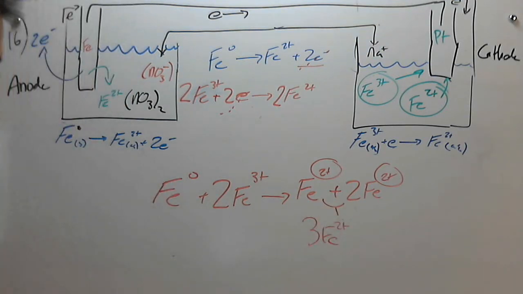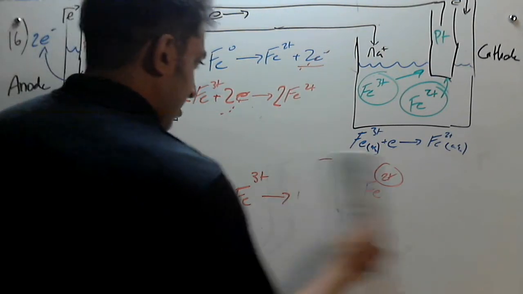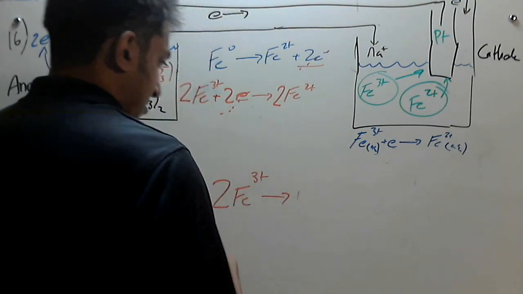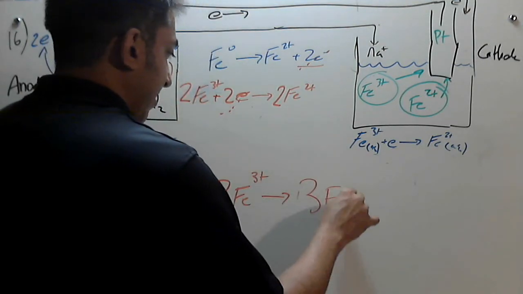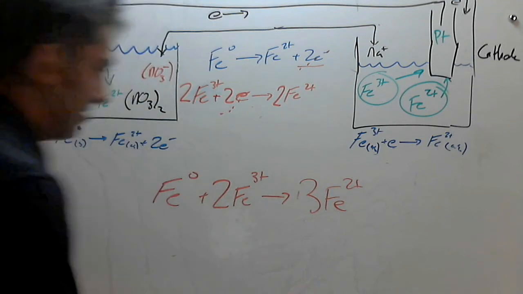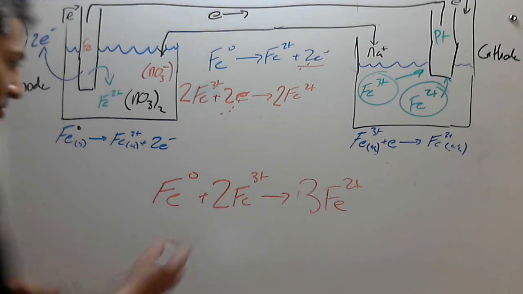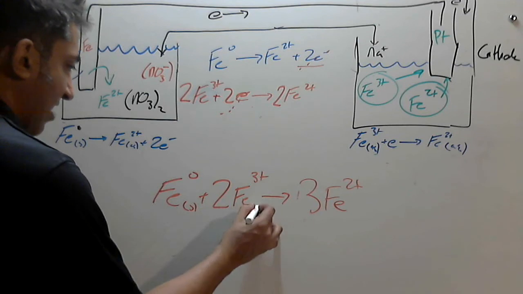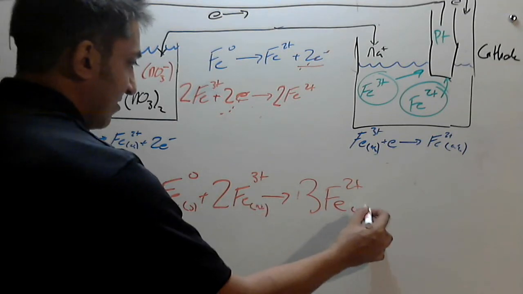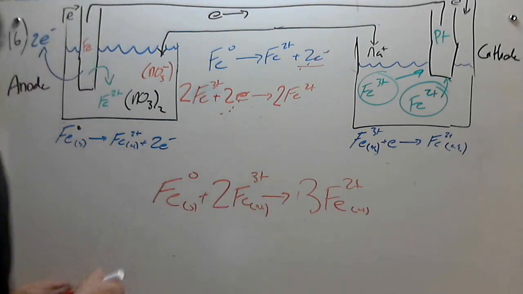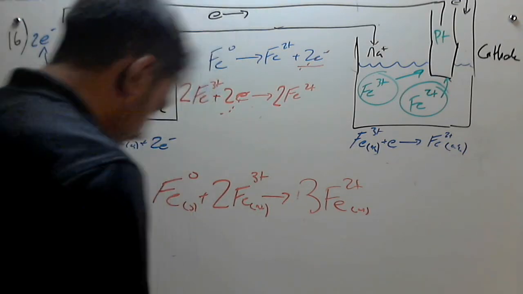Okay? So let's go ahead and rewrite this: 3 Fe2+. And there's our net redox reaction. This is our net redox reaction. Let's go and put our states in here: solid, aqueous, aqueous. Now we're completely done. That's number 24. Let's do number 25 together right now, the shorthand method.